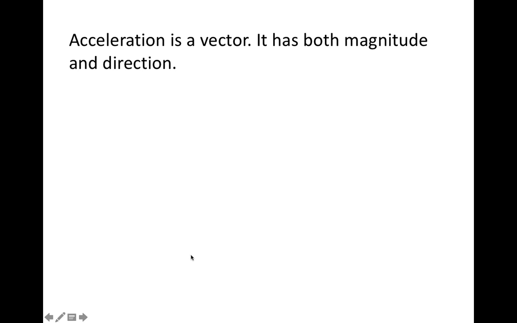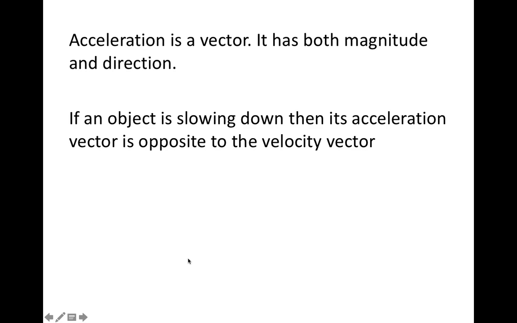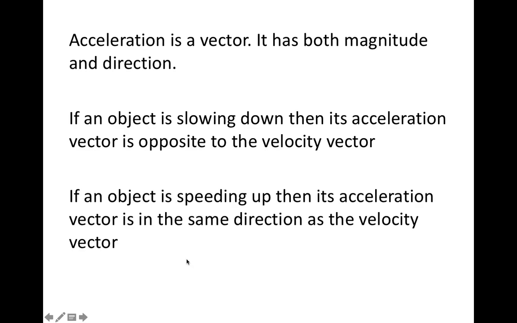Acceleration is a vector. It has both magnitude and direction. If an object is slowing down, then its acceleration vector is opposite to the velocity vector. If an object is speeding up, then its acceleration vector is in the same direction as the velocity vector.